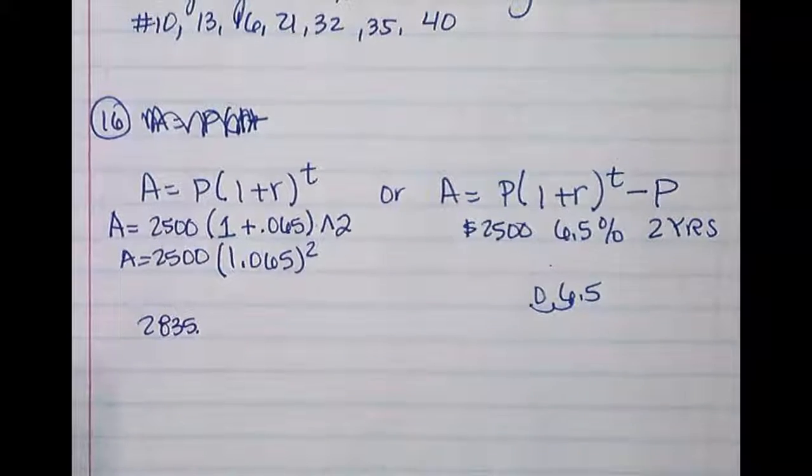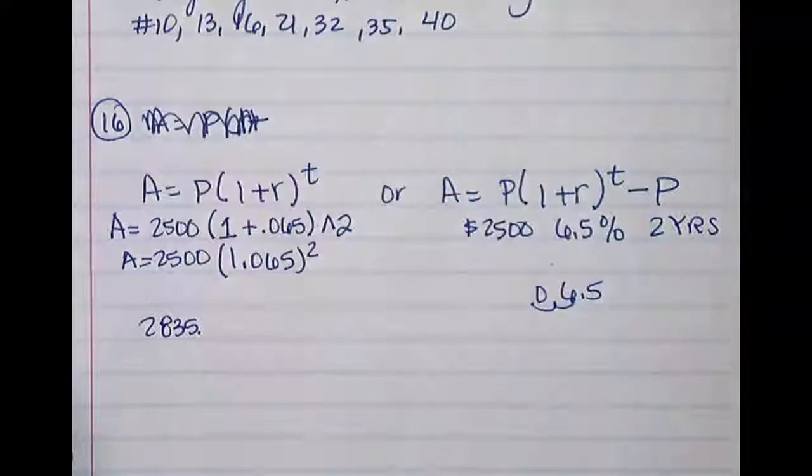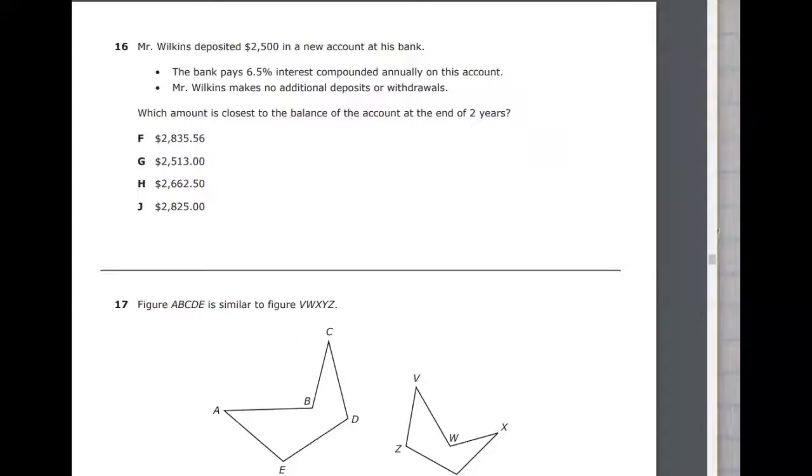2835 point, well, 5625. How about 0.56? Do you remember what answer choice that was? Me neither. Let's go back. Well, let's see here. 2835.56. I think question 16 looks really good if you pick F. Hard stuff, I know. Next question.